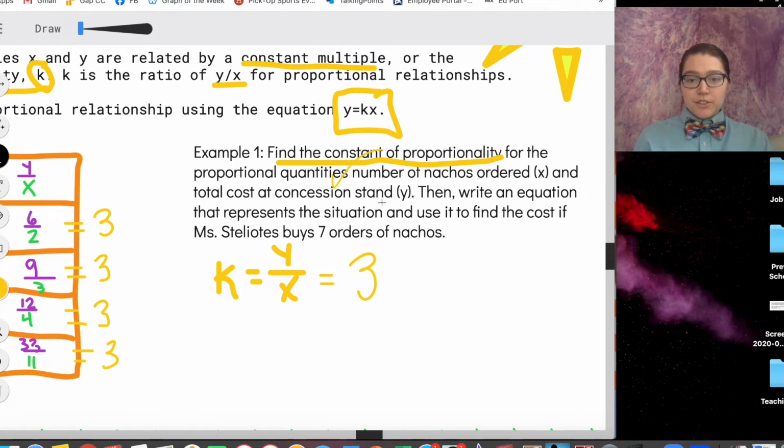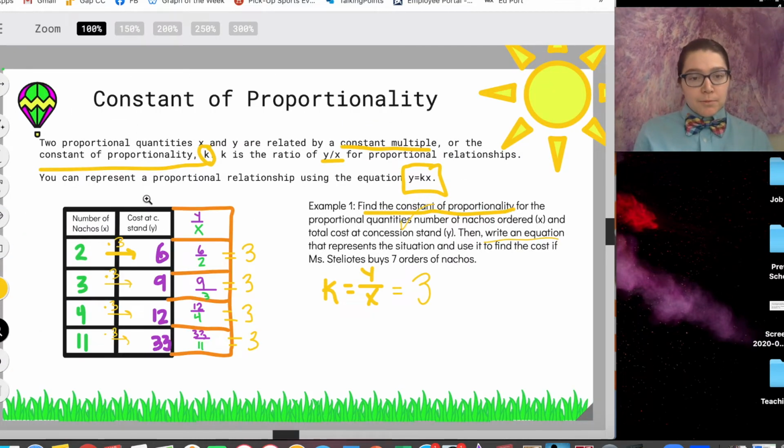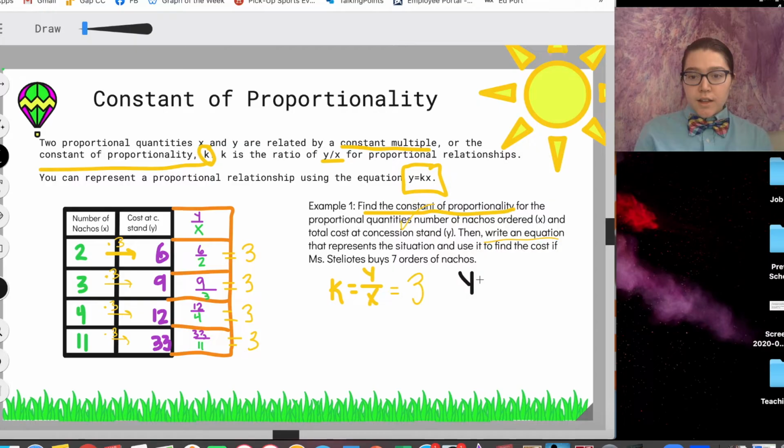Step number 1, check. Then they're saying, write an equation that represents the situation. So next we're going to write an equation that represents the situation. Looking at my notes again, we wrote that you can represent a proportional relationship using the equation y equals k times x. So y equals k times x is going to be an equation that represents the situation.